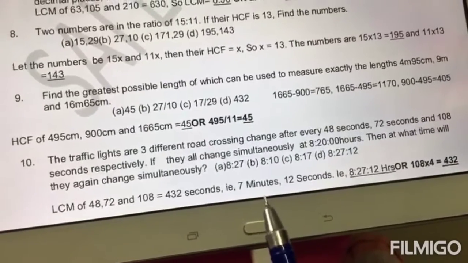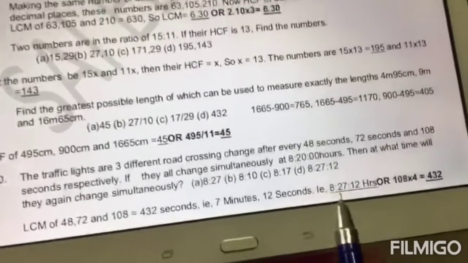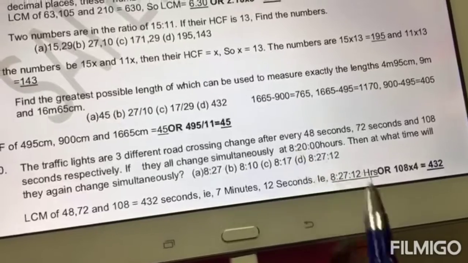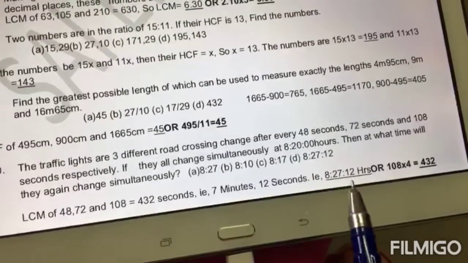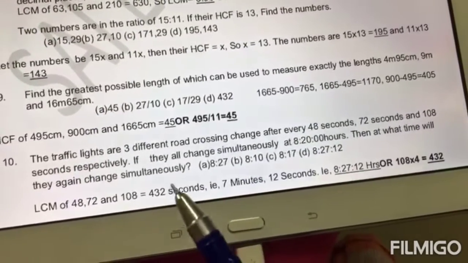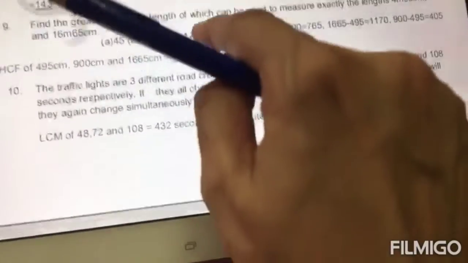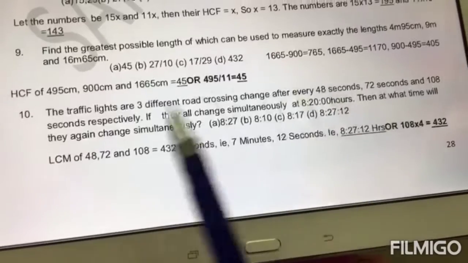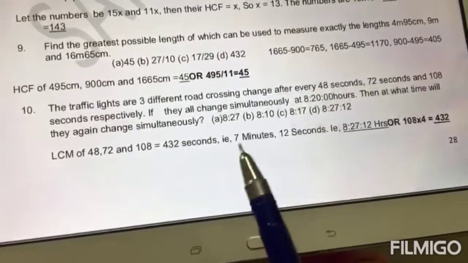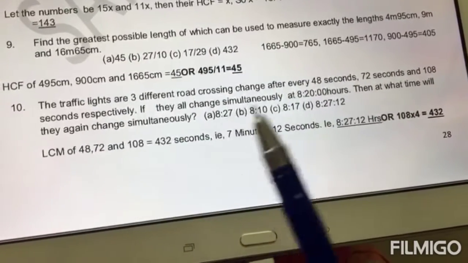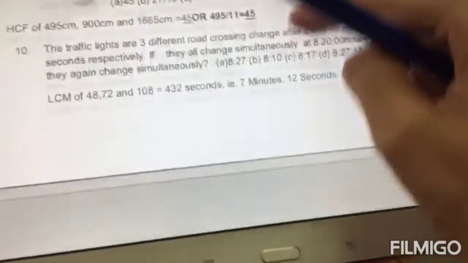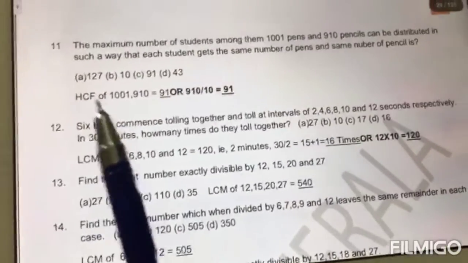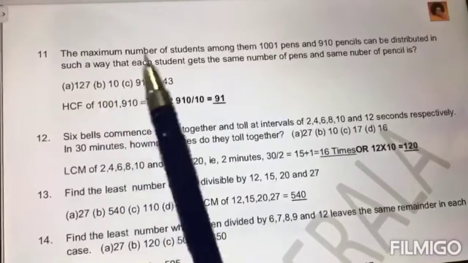Convert that into 7 minutes and 12 seconds and you add it to this time, so you get 8:27 am and 12 seconds. You will have to understand the question when you do such things. They're all in the same units, so we can directly find the LCM. Alright, you just have to understand such questions and move ahead. So, moving on to number 11.